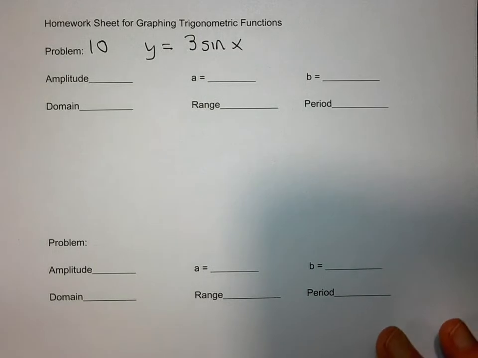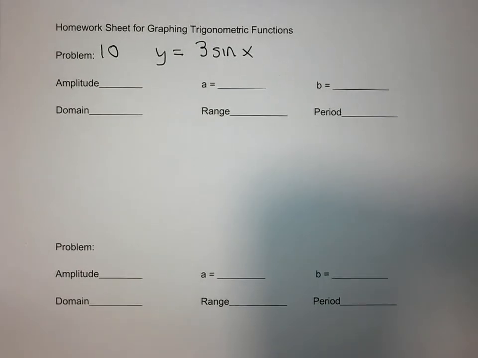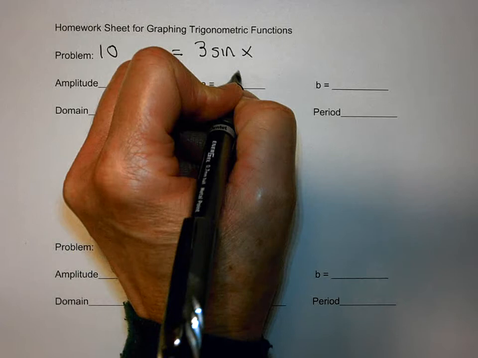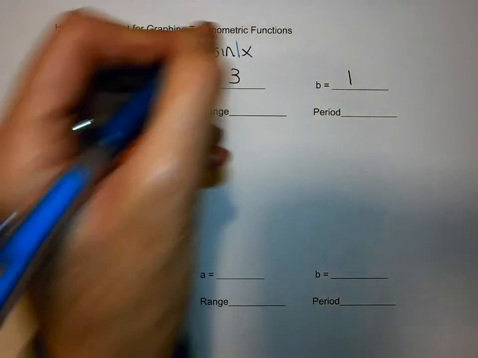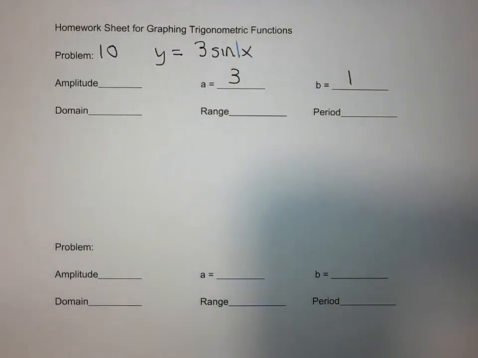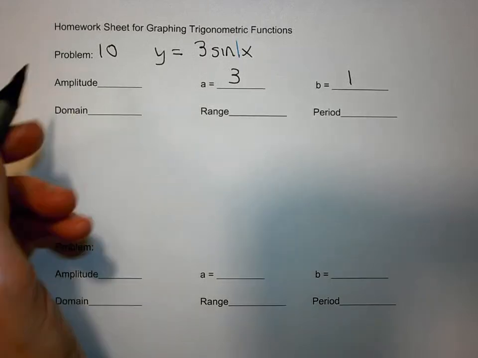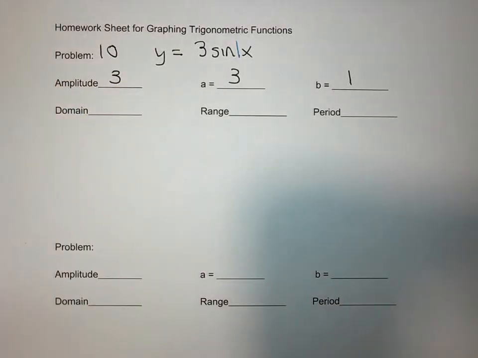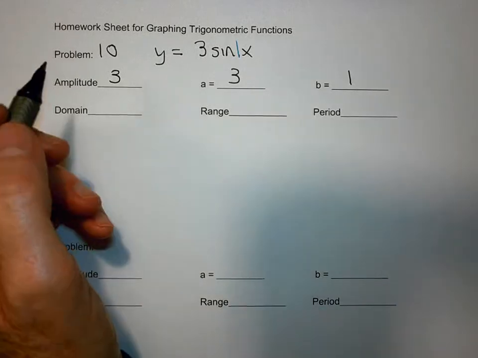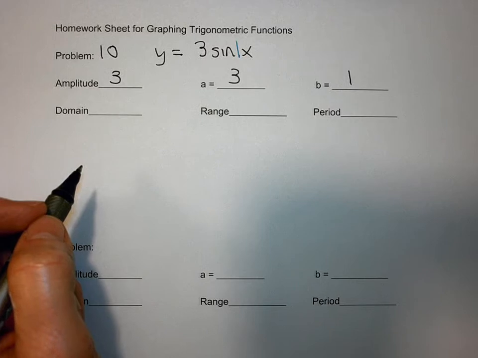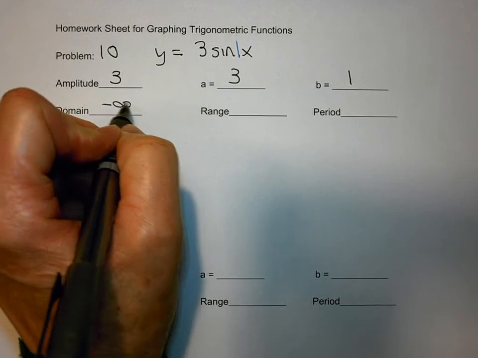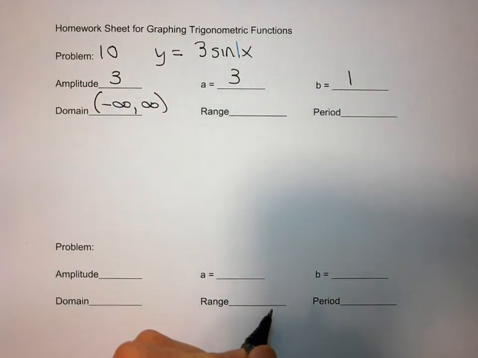Okay, so we pull information out of the equation. So that makes our A a 3, our B a 1, because the B is right there. Which makes our amplitude a 3, because amplitude is the absolute value of the A. Okay, domain, again, if you remember your graphs that you made, the domain or the x values continued to the left and to the right. So negative infinity and positive infinity.